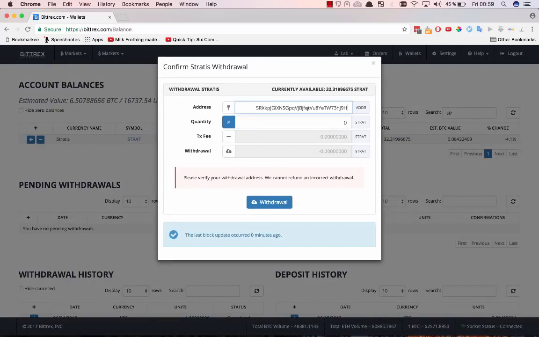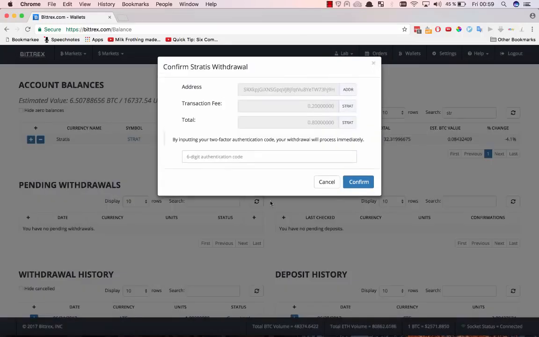I already have my Stratus wallet account here ready. Let's just do one for the sake of testing. And here we have the taxation fee. At the moment, Stratus is actually really expensive to withdraw or to make a transaction. But for this purpose, that's totally fine. So now we press on withdraw.